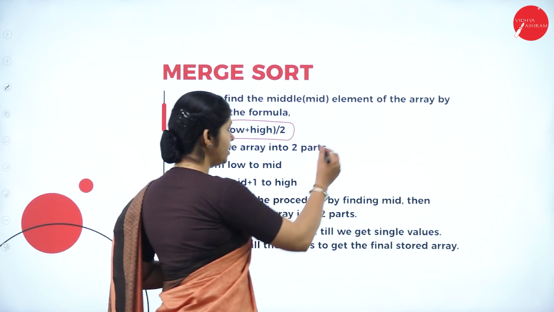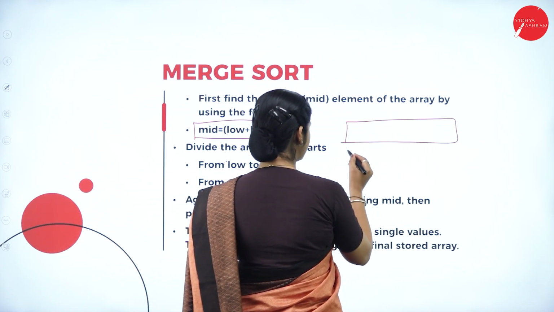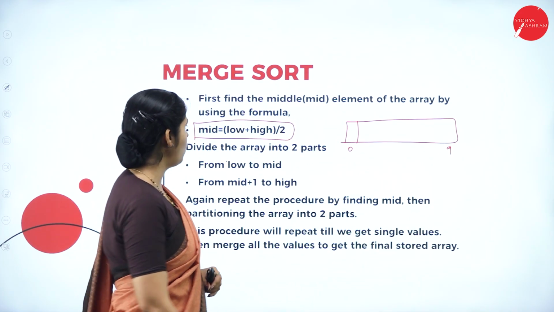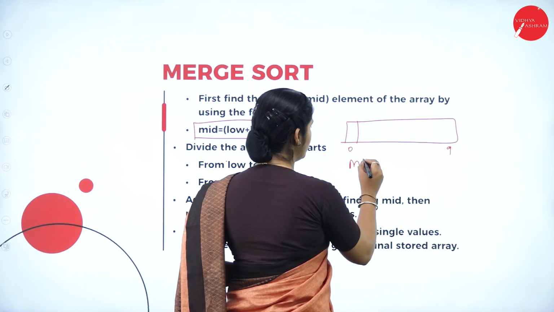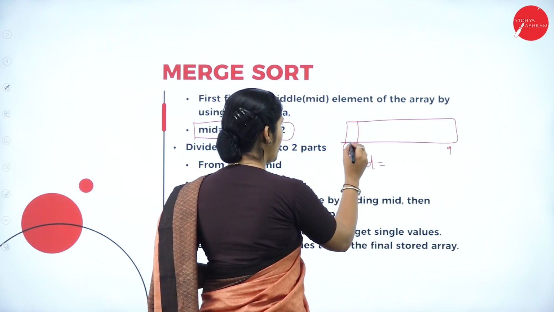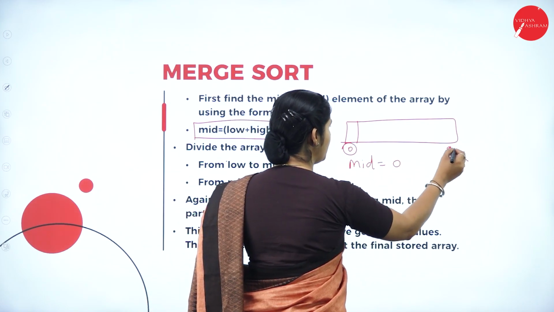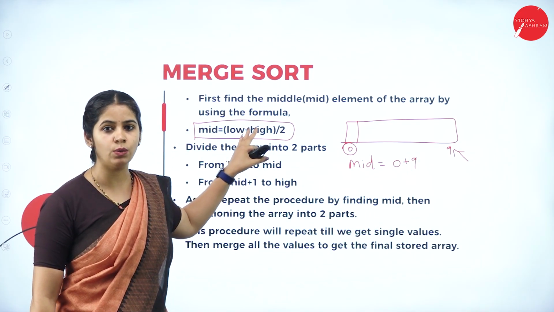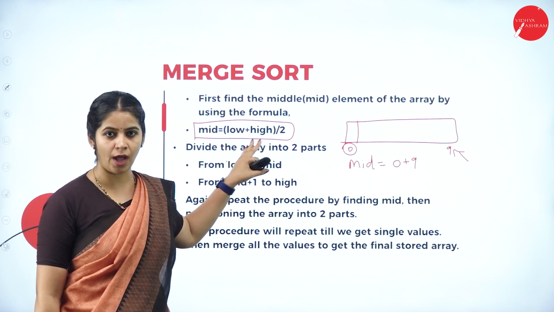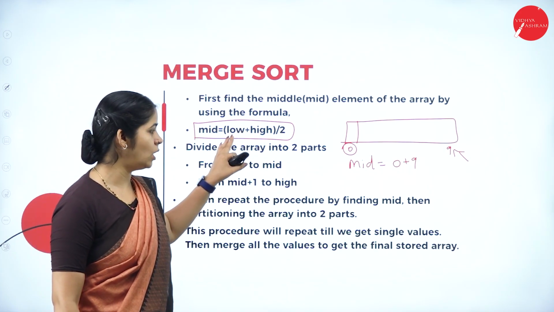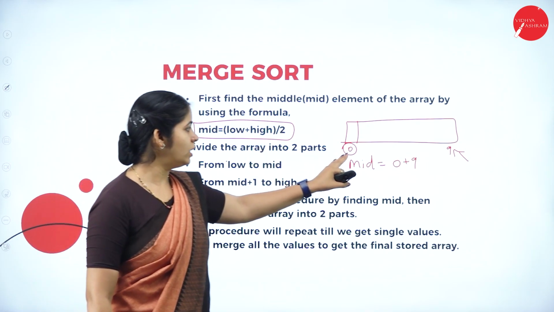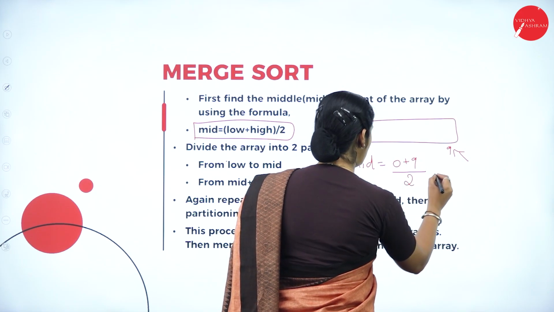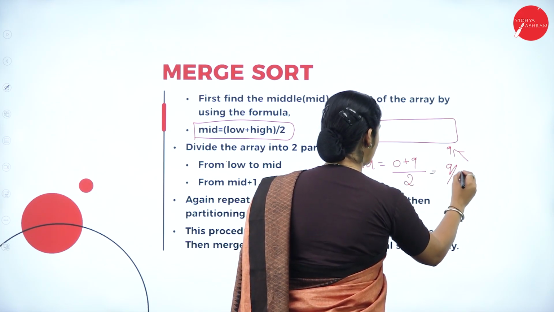Okay, if I have an array of 10 elements, say from 0 to 9, how are we going to apply this formula? Mid is equal to, what is my low value? The low value is 0, and what is my high value? That is 9. Low and high here indicate the index values of the array, not the elements of the array. Whenever we say low value or high value, it always gives the index values. 0 plus 9 is equal to 9, divided by 2.